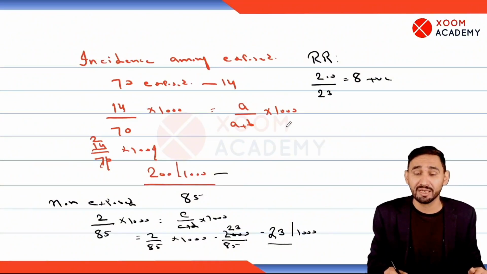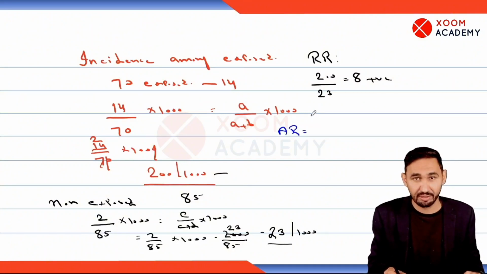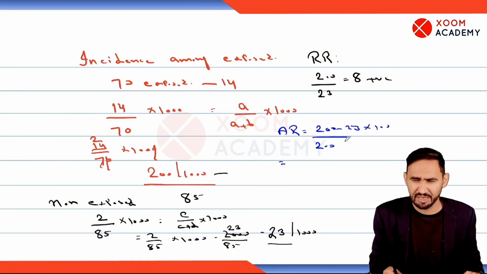Now, we will measure attributable risk. What is attributable risk? It measures specificity. While calculating attributable risk, we subtract incidence among non-exposed from incidence among exposed and divide by incidence of exposed and multiply it with 100. What will be our answer? If we subtract 200 minus 23, 177 divided by 200.